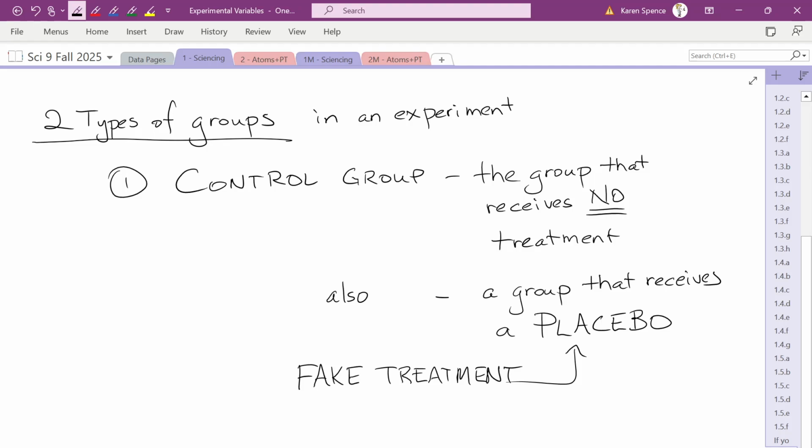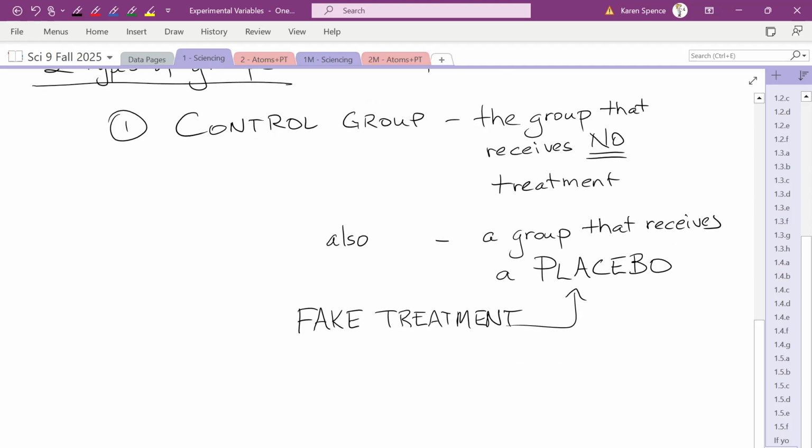All right. So the placebo is a fake treatment, and it could also be a control group. You could have a control group that gets no medicine, and you could have a group that gets the fake treatment. Both of those would be control groups. And the second type of group would be the people who do get the actual medication that they're trying to test. Does anyone know what those groups are called?